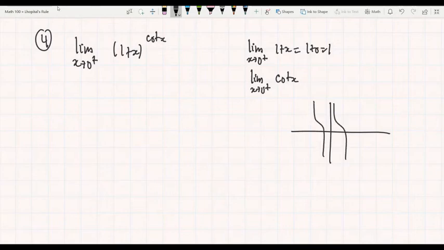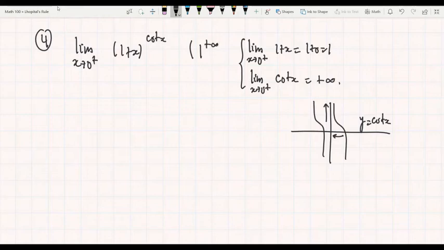So what can we see now? As x goes to the right of 0, where does cotangent x go? It goes to the graph of cotangent x. So this is y equals cotangent x. The graph goes to positive infinity. So here, using these two calculations, we see that our limit is of the form 1 raised to positive infinity, or 1 raised to infinity.